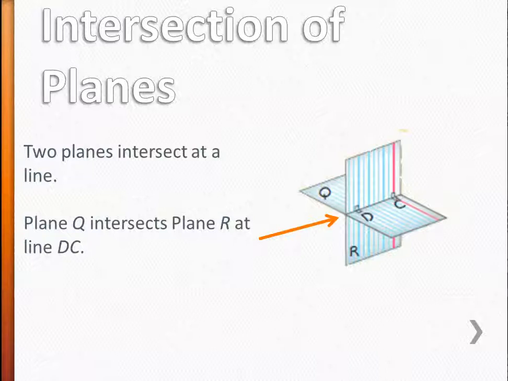So plane Q intersects plane R at line DC. And although it looks like a segment to us, we have to realize that these planes, although we see edges, go on indefinitely forever. Therefore, the line DC is going on forever as well.